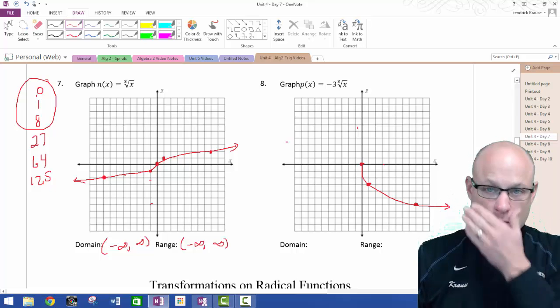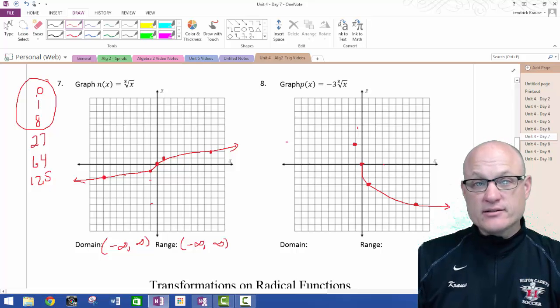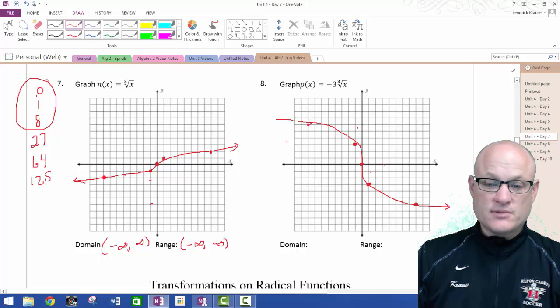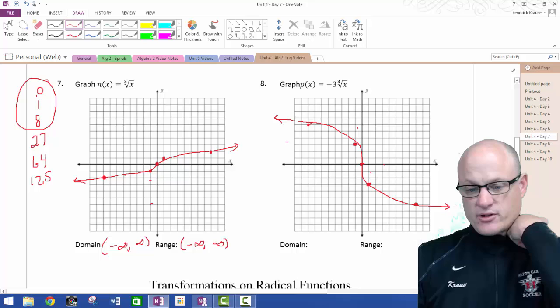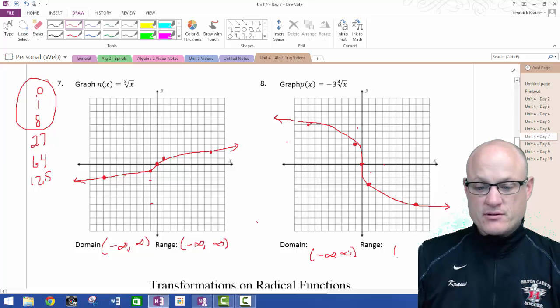Then we're going to type in negative 1. The cube root of negative 1 is negative 1. Negative 1 times negative 3 is actually positive 3. I'm going to come out here to negative 8. The cube root of negative 8 is negative 2. Negative 2 times negative 3 is positive 6. It's up here somewhere. And we're just going to draw this in. Usually I try to hit the points, but doing so in this case. Now, does that change the domain and range? Absolutely not. The domain and range here is still negative infinity to positive infinity.